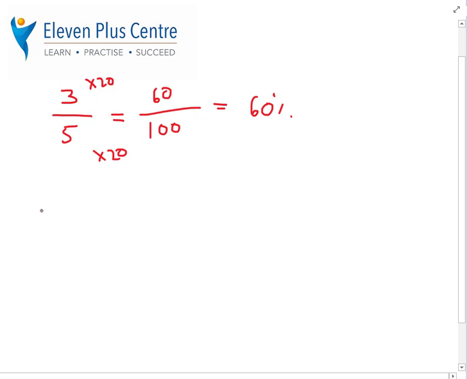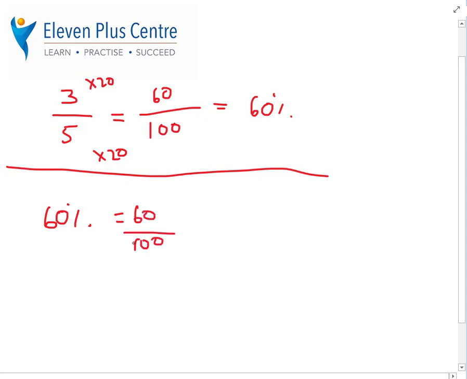Now we're going to go in the opposite direction. Let's say we were given a percentage like this. Forget about this one now. We're given the percentage 60%, and we're told we have to turn this into a fraction. So 60% means 60 out of 100. Sorry about the one, it looks a bit weird. So 60% means 60 out of 100, and we've turned this into a fraction, but you should always simplify your fractions until they get to their simplest form.